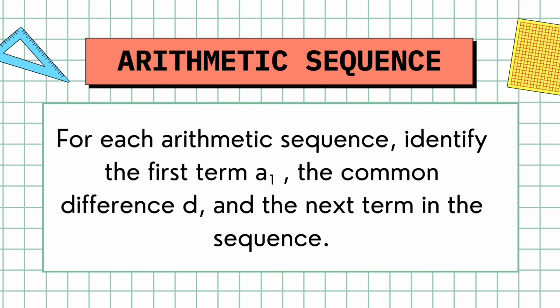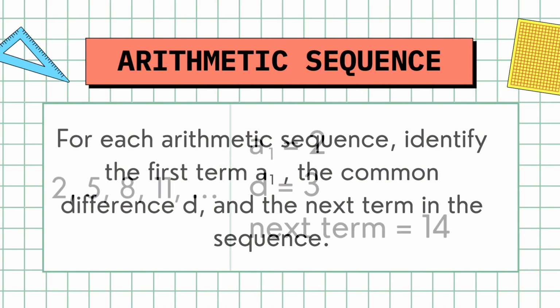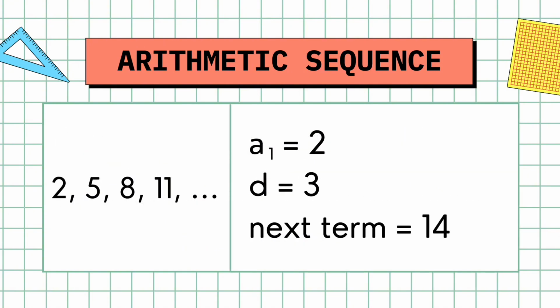Now, for each arithmetic sequence, identify the first term, common difference, and the next term in the sequence. Let's try this. 2, 5, 8, and 11. So our a sub 1 is 2, and our difference is 3. How did we get 3? 5 minus 2 is 3. 8 minus 5 is 3, and 11 minus 8 is 3. So 11 plus 3 is 14, and therefore 14 is our next term.